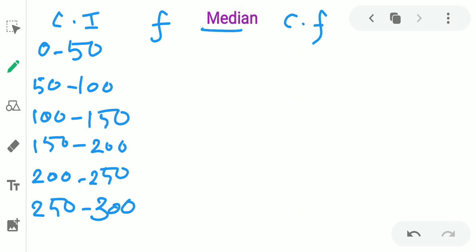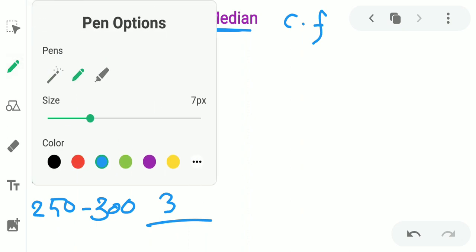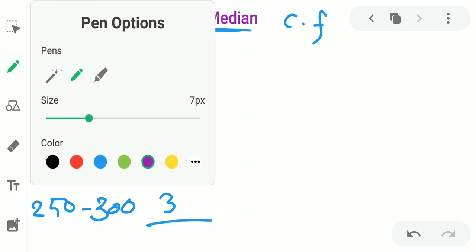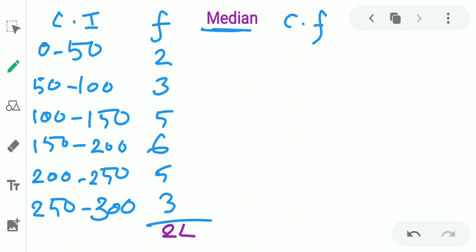Okay, so this is a topic actually. So the frequency, if you see, this is 2 and 3, 5, 6, 5, 3. Okay, so total frequency, we can count again. 2 plus 3 is 5, 5 plus 5 is 10, 16, 21, 24. So 24 is n. We call it summation fi, ni.